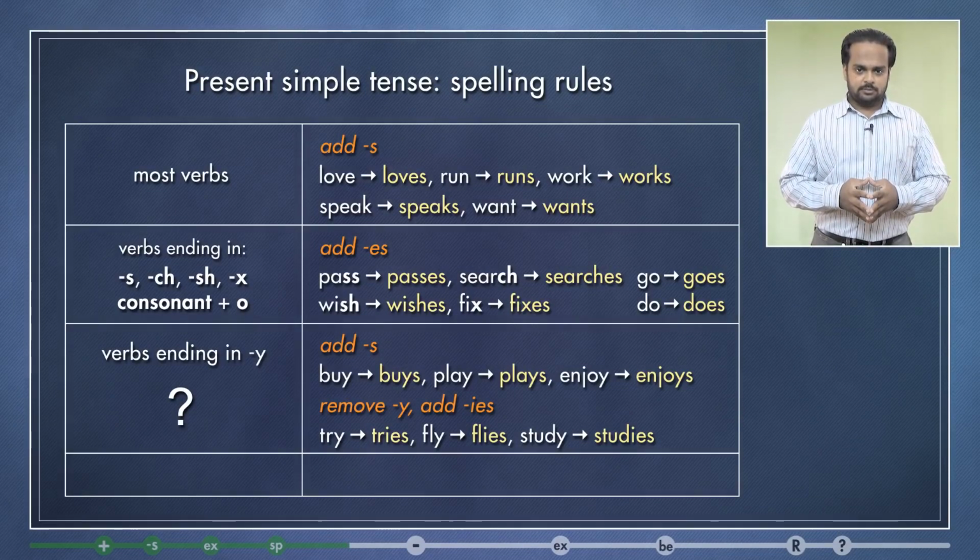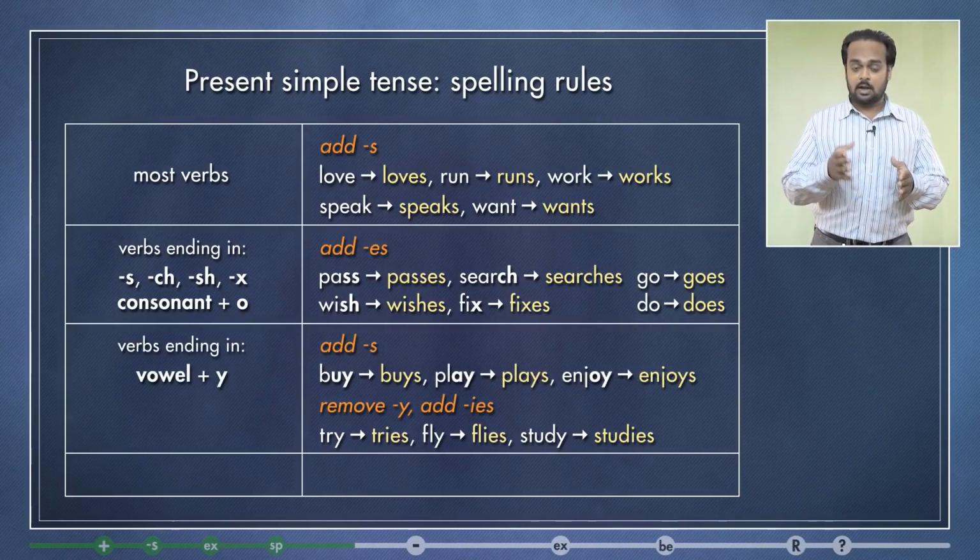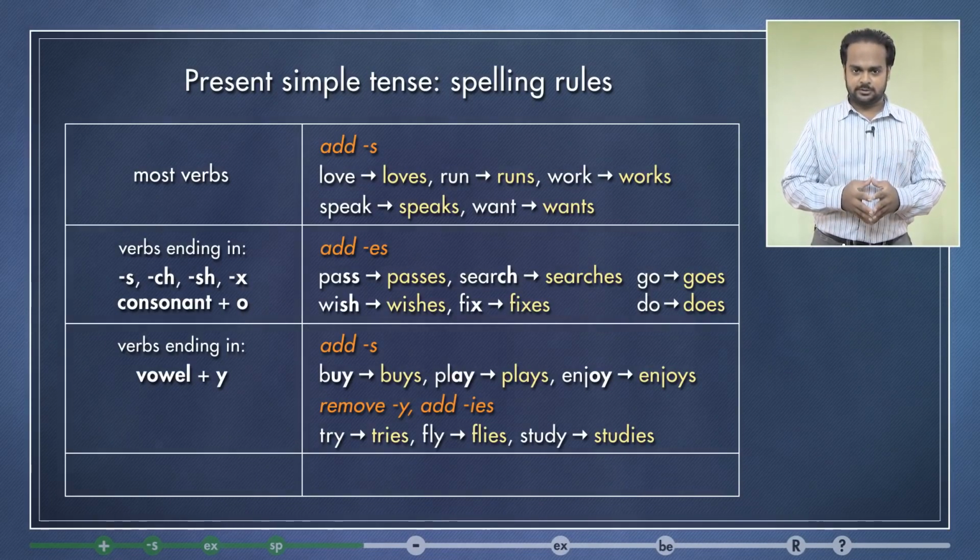Well, if you look at the verbs buy, play, and enjoy, you see that they end in a vowel plus y. A vowel is one of these letters: A, E, I, O, and U. These verbs just take an S after them, so we have buys, plays, and enjoys.